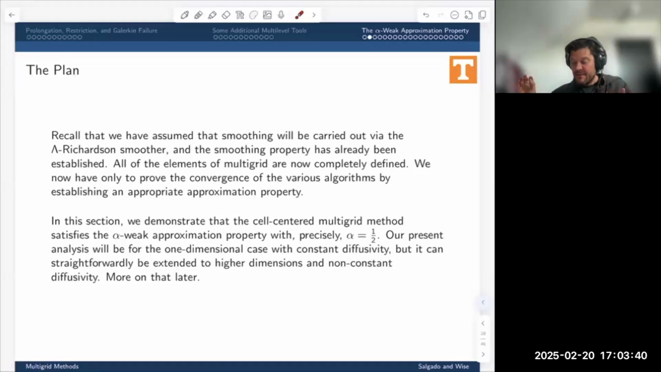Everything's in place except for the question that we haven't answered: do the methods that we want to apply converge? And the final missing piece is the weak approximation property. That's the thing that we could show in this case where we have this imbalanced Galerkin condition. We're going to show that we have this approximation property with the constant alpha equal to a half in our present context.